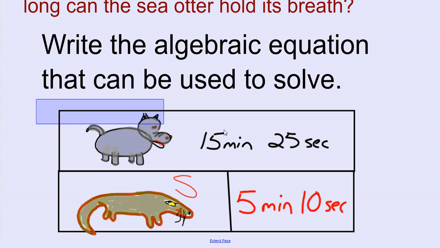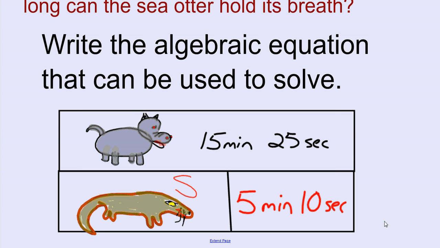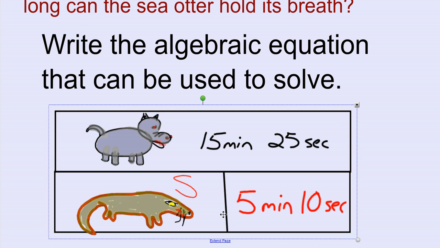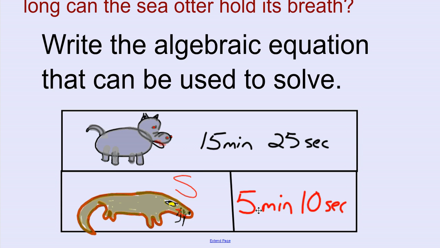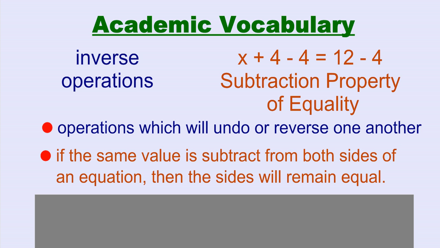So notice here that this rectangle the hippopotamus is in is the exact same size as the two combined rectangles down here with this time and the sea otter. We're going to use this kind of model to help us better understand what's taking place when we're solving or writing equations, specifically addition equations. Let's look at some other examples and we'll come back to this problem.